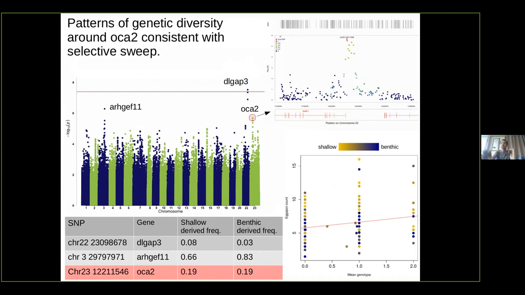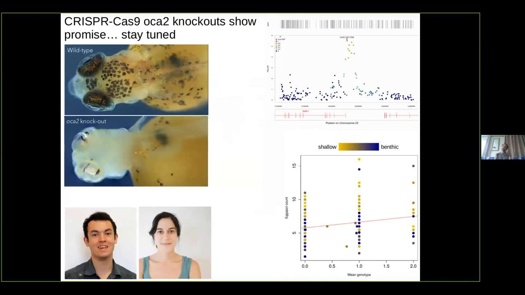We do see a real pattern of allelic dosage and spot number. There is a correlation. However, one thing that's a bit perplexing at this point is that the allele frequency at this highly associated SNP between the ecomorphs is essentially the same. So it maybe doesn't seem to be the locus that is generating the observed difference in spot numbers. That's a consideration, but we think it is one of the genes underlying spot number development. Amelia and Joel have developed some CRISPR knockouts to follow up on this OCA2 lead. It's still very early days in assessing how it's working, but with the little that we have at this point, it looks promising. Certainly the knockouts are showing pigmentation differences relative to the wild types, but stay tuned to figure out what develops from that.